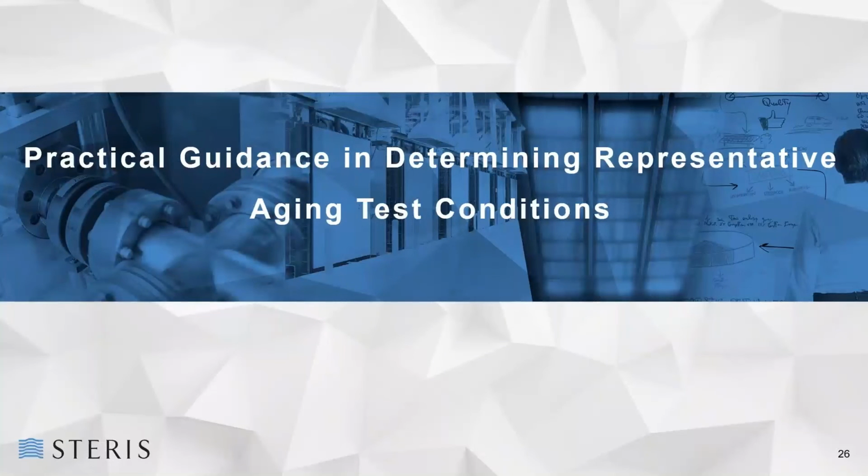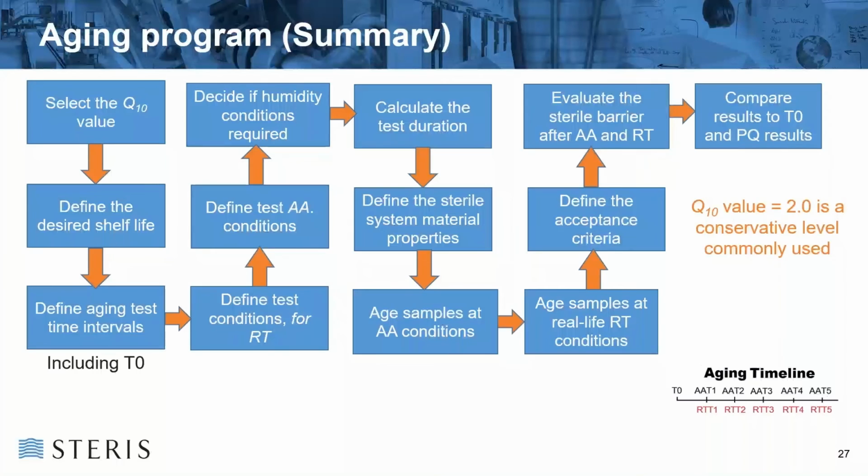So let's go through here a last slide of some practical guidance for determining the representative aging test conditions. So your first step is going to be to select that Q10 value. As Noel mentioned, the standard recommends using 2 as a conservative level. That's very commonly used. If you choose to use anything other than 2, you really need to have a well-characterized system and have a lot of data to support that choice.